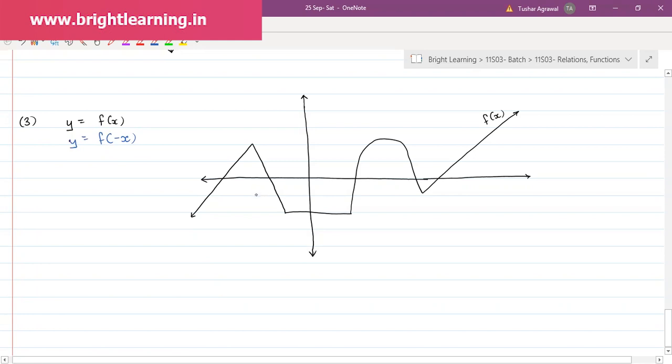Now, can you see, sir, if x equals, let's say, this point is 3, this point is 5, this point is 6. When x equals 3, I had a corresponding image 0. When x equals 3.1, 3.2, between 3 and 5, the corresponding images were going this way. So, sir, now I have to plot the graph of f of minus x.